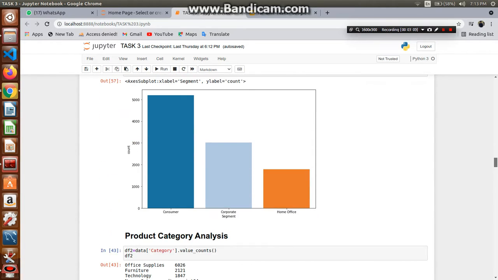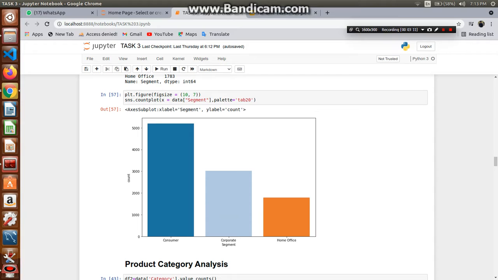After that we'll do a customer analysis. So there are three types of customer: consumer, corporate segment, and home office. Consumer consists of the highest number of customers, followed by corporate segment and home office. So we need to make schemes keeping consumers in mind, as they constitute more.